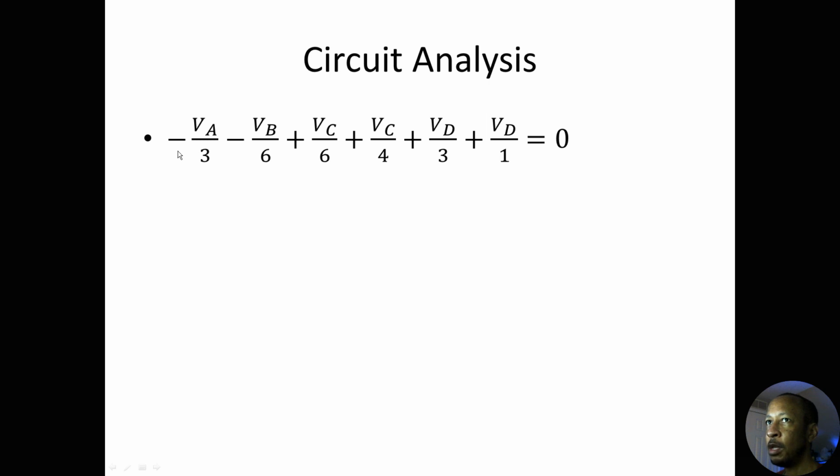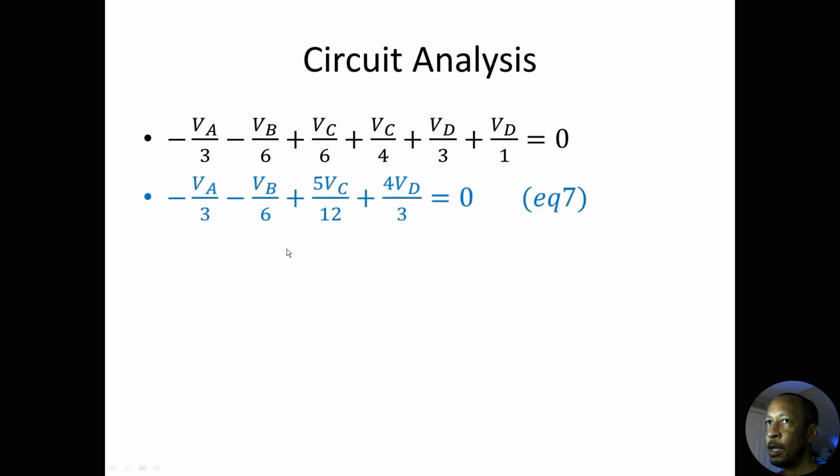Next, that gives me negative VA over 3 minus VB over 6 plus VC over 6 plus VC over 4 plus VD over 3 plus VD over 1 equals 0. Then that gives me negative VA over 3 minus VB over 6 plus 5VC over 12 plus 4VD over 3 equals 0, and that's equation 7.